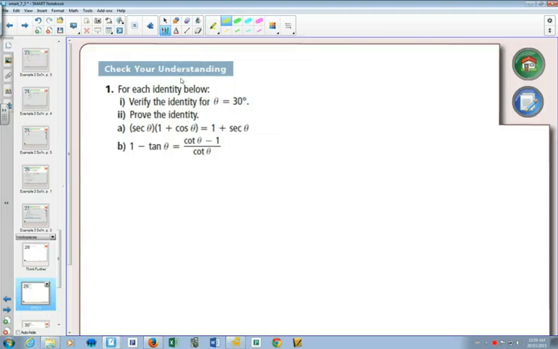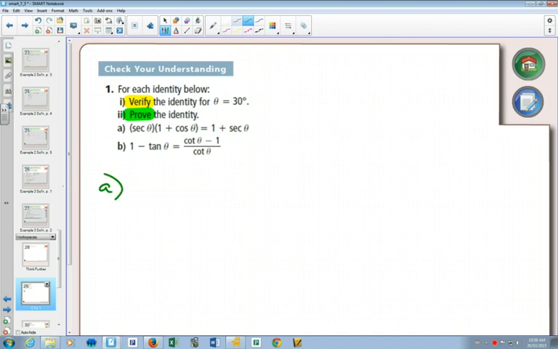So the first thing we're going to look at is just the difference between this word and this word, the difference between verify and prove. When something asks you to verify, it's asking you to show that it works for a specific number. When something's asking you to prove, it's asking you to show that it always works. Okay? So we set things up basically the same way.